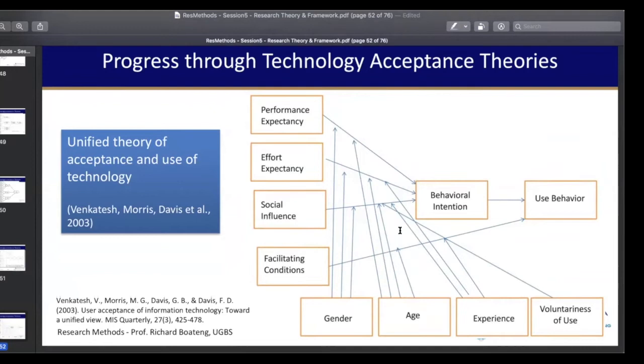So after studying all the models, Venkatesh et al. came up with this particular one in 2003. Look at the years again. Now I come to 2003.